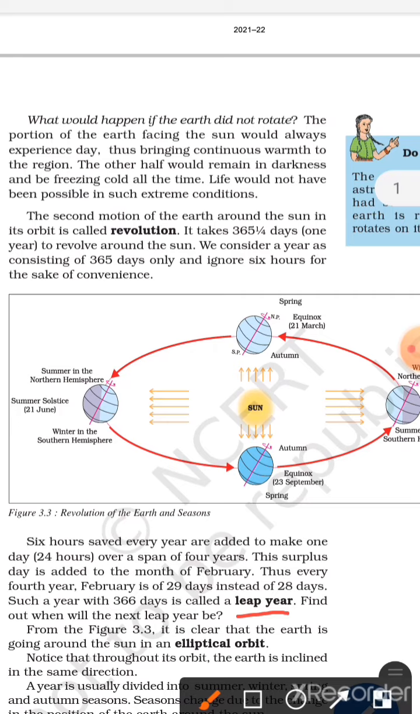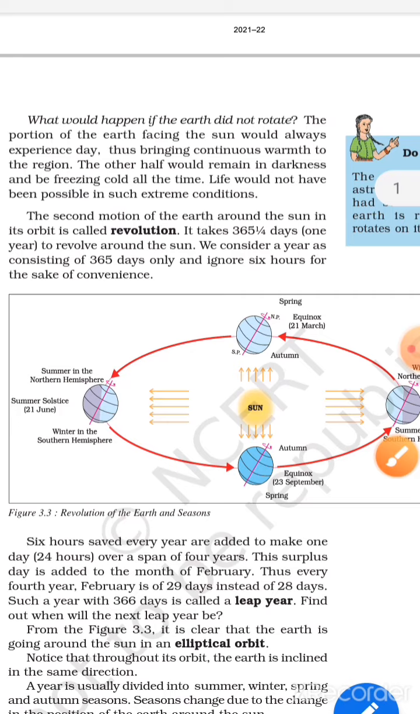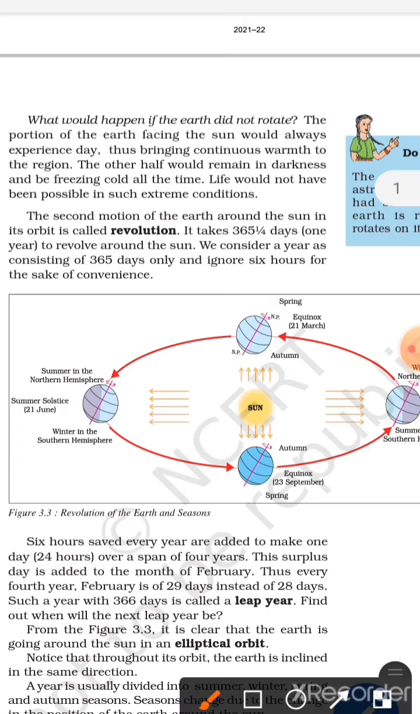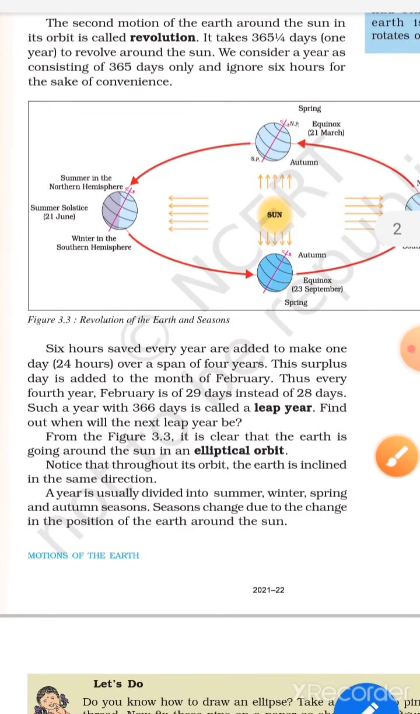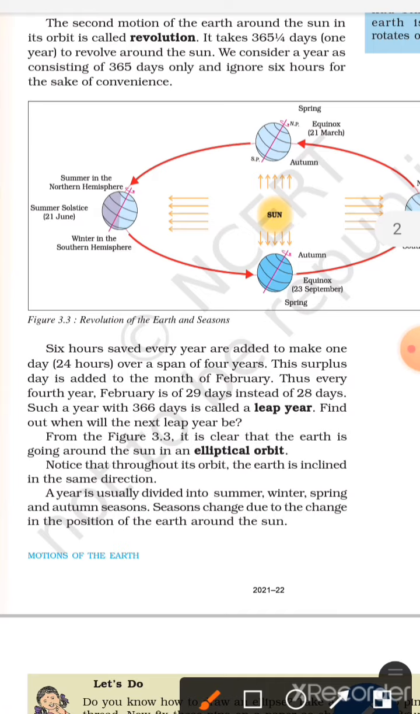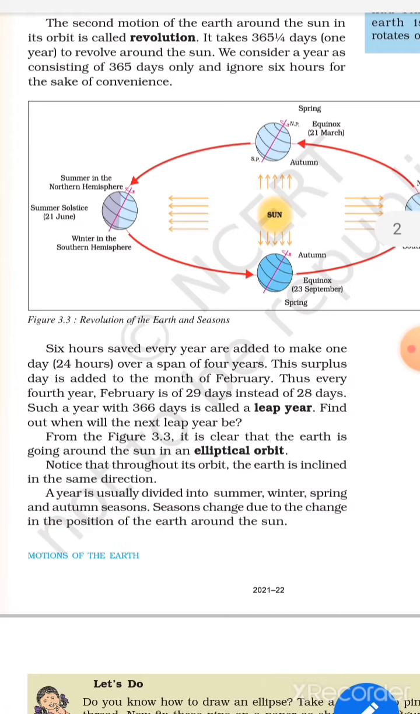Then another thing: see how the day and night change due to the rotation of the earth. The seasons change due to the revolution of the earth. Our year is divided into summer, winter, spring and autumn season, due to the change in the position of the earth around the sun. Due to the revolution, the season changes. Now we will see how it changes.